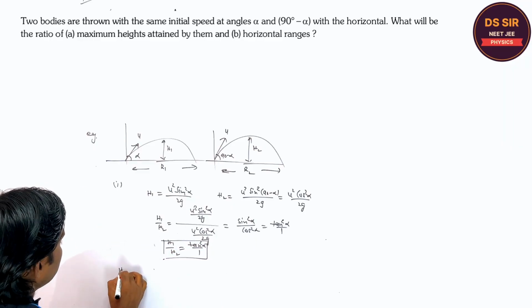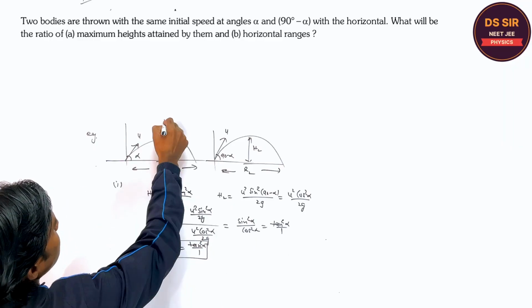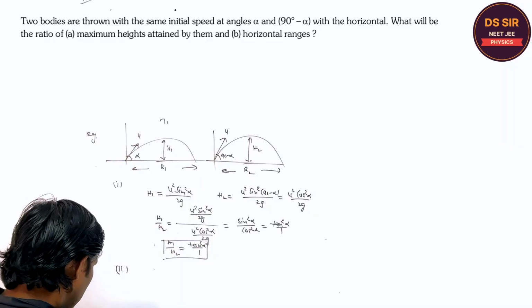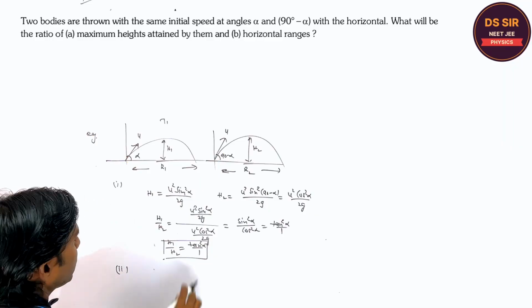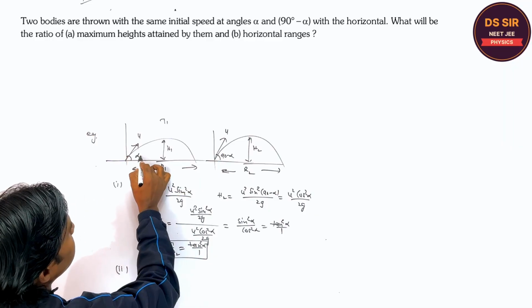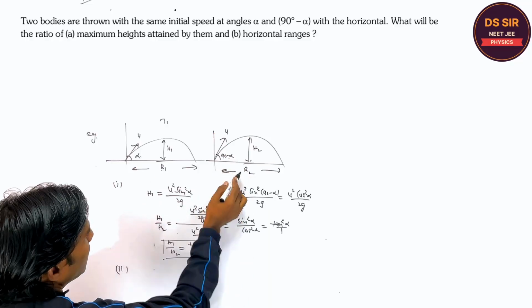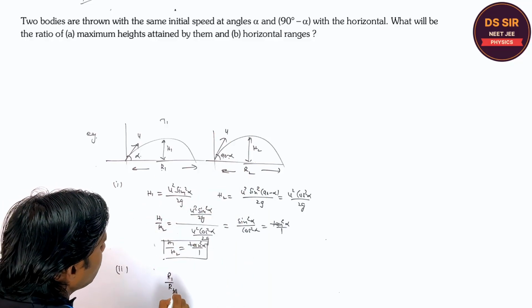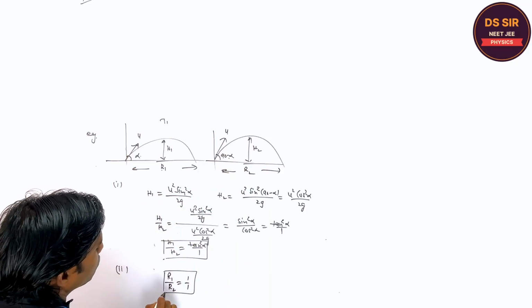The second part, they are asking the ratio of the horizontal ranges. Right. So as I told you, if this is alpha and this is 90 minus alpha, these are R1 and R2. So R1 and R2 must be in the ratio 1:1.